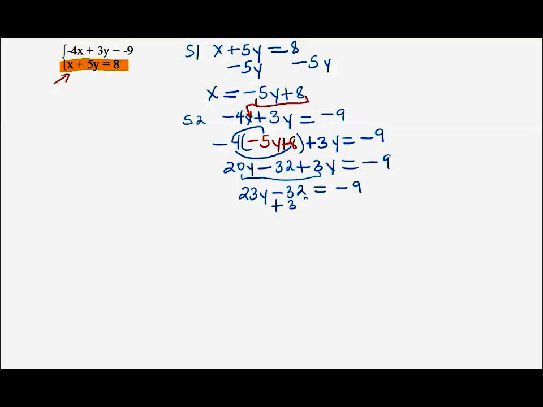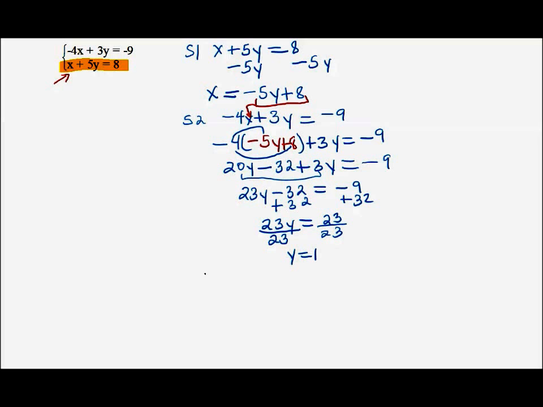I'll add 32 to both sides. All I'm doing from this point is solving for y. This leaves me with 23y is equal to 23. I'll divide both sides by 23. That leaves me with y is equal to 1. Okay, now that's my step 2.